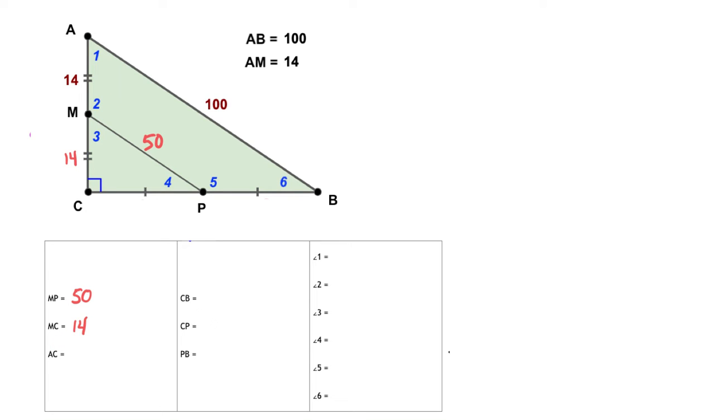AC. Well, AC is pretty obvious. It's the length of the whole segment. So if I have 14 and 14, that total length is going to add up to 28. So add that to your lengths as well.